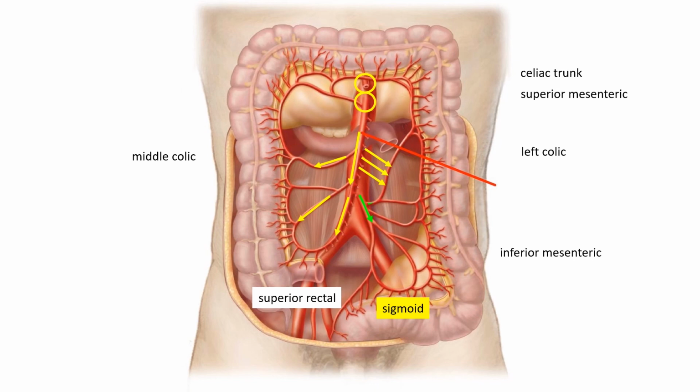ileocolic artery, the middle colic artery, and then the third artery coming from the abdominal aorta anteriorly and a little bit to the left is the inferior mesenteric artery, which is going to supply the left part of the large intestine, and this is the left colic artery, and this artery is going to the sigmoid, therefore it is called the sigmoidal artery, and this is going to the superior part of the rectum, and it is called the superior rectal artery.